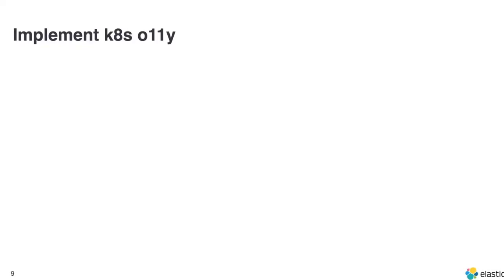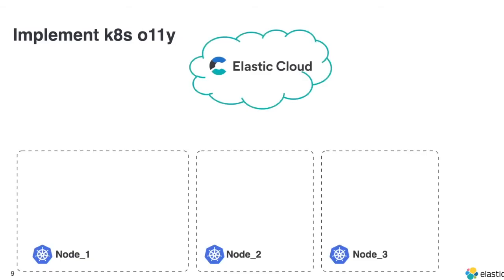Now, let's move on to the first part of our demonstration. First of all, let's see an overview of our infrastructure and how it looks. So we have three Kubernetes nodes and we want to monitor all stack layers using Elastic Cloud.